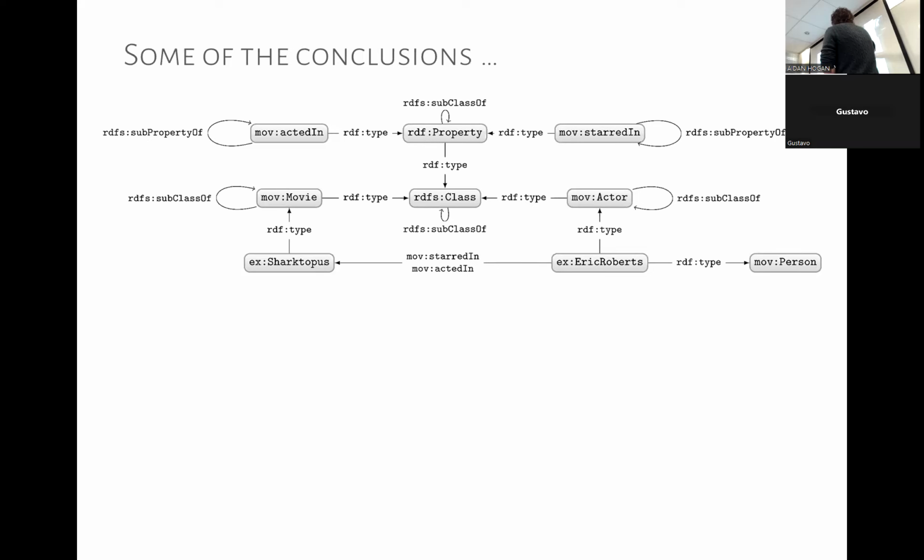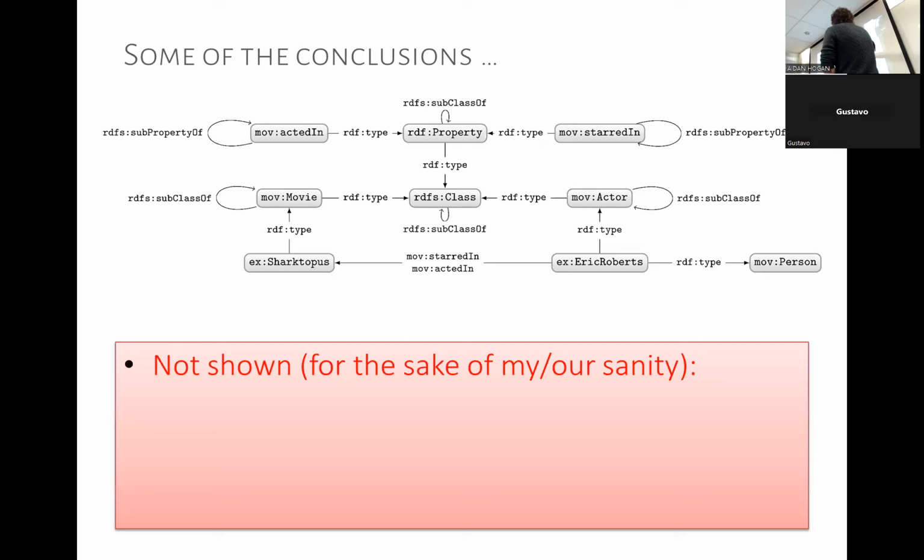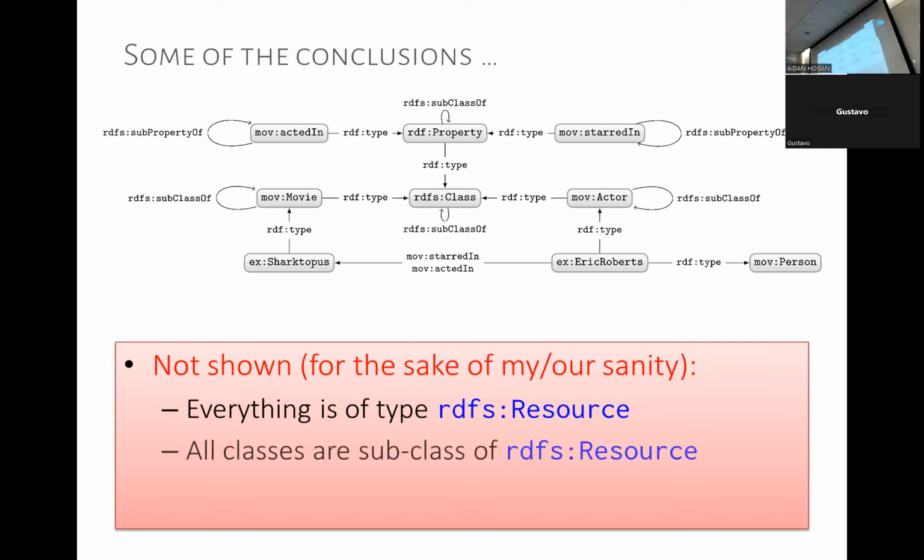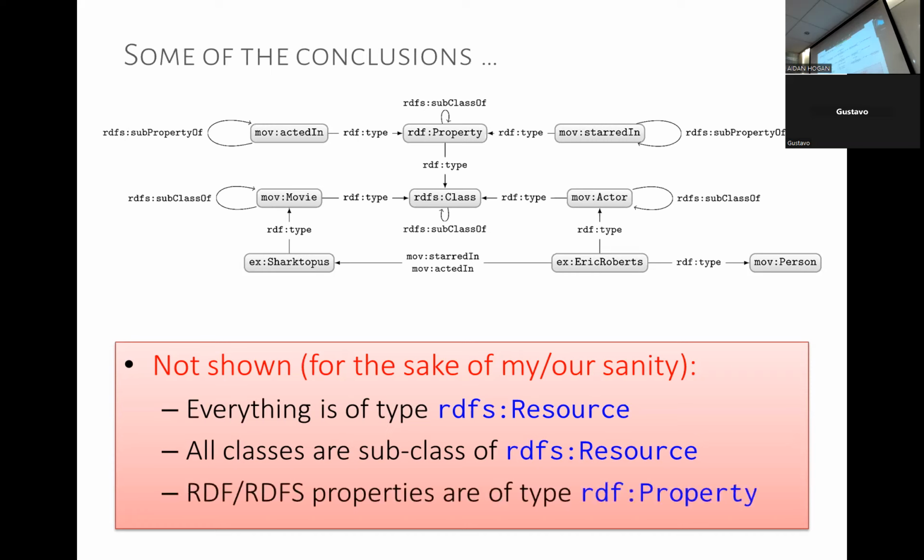So this is not even complete, right? There's a bunch of other sort of more syntactic stuff that we can infer from this, like that everything is of type resource, that all classes are subclasses of resource. If something is a person, it's a resource. So therefore it means person is a subclass of resource. And there's a bunch of other syntactic stuff. All RDF or RDFS properties are of type RDF property.